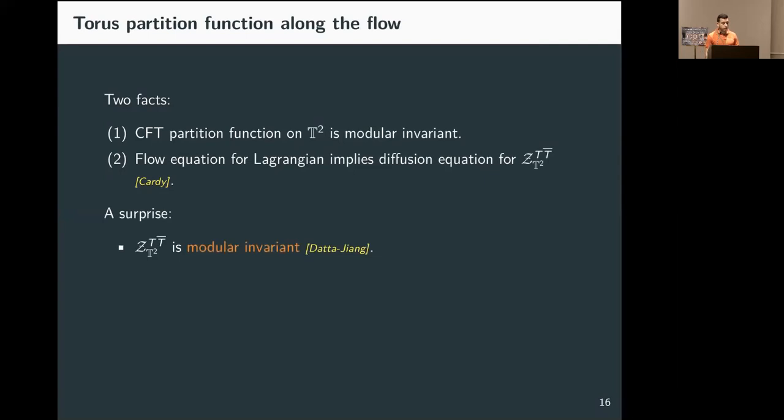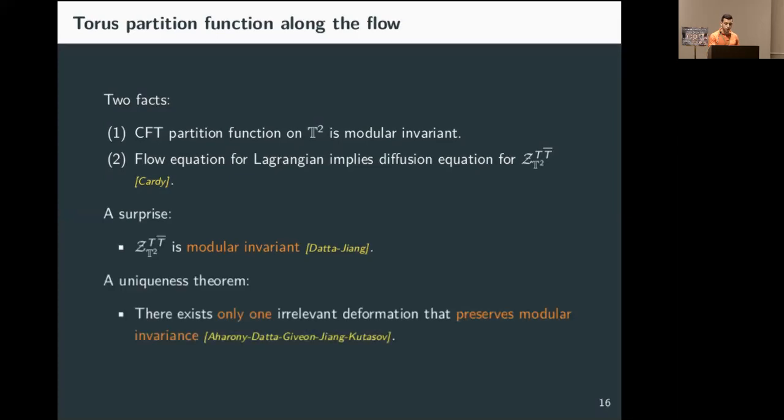It turns out that the partition function of the TT-bar-deformed theory is still modular invariant, which is quite striking, of course, because the theory is not conformal anymore. But not only this, in fact, we have a uniqueness theorem. If we start with a CFT and list all its irrelevant deformations and ask how many of them preserve modular invariance, it turns out that there is only one, which is in fact TT-bar. So it's quite a strong result, if you ask me.